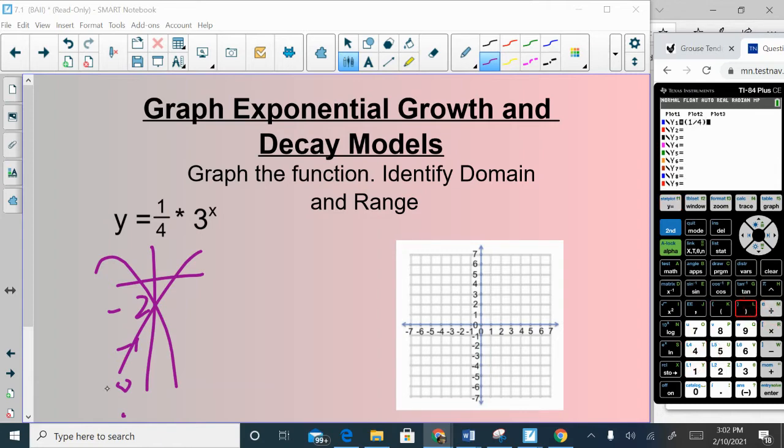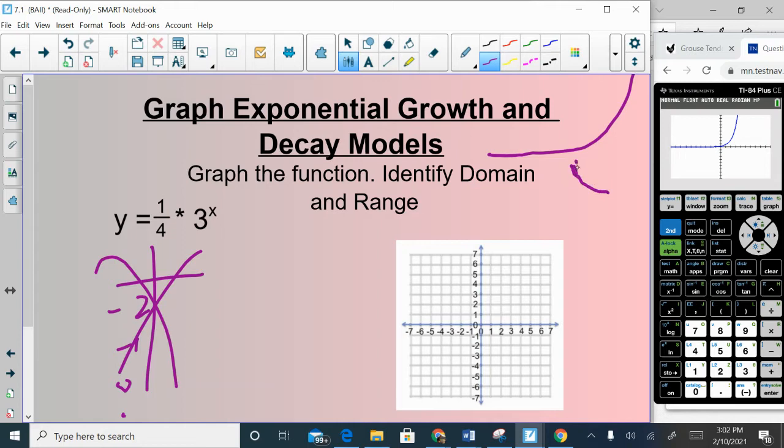1 divided by 4 times 3 to the x power. So there I've typed it in. We can push graph and we can see what that graph is going to look like. As I was talking about earlier, these graphs are going to be level and then take off. That's exponential growth. And exponential decay would be like it starts off decreasing relatively quickly, and then it eventually levels out. So that's what the graph is going to look like.